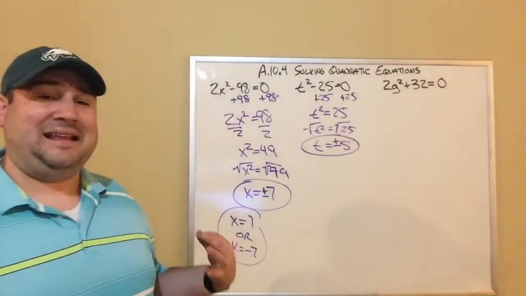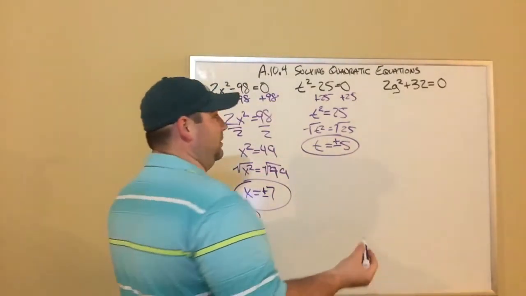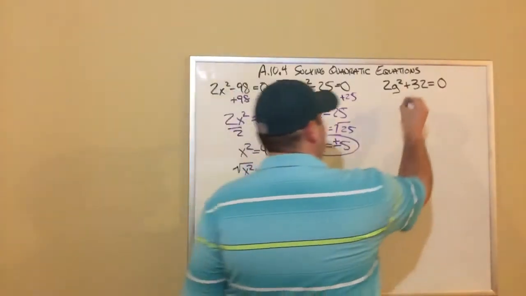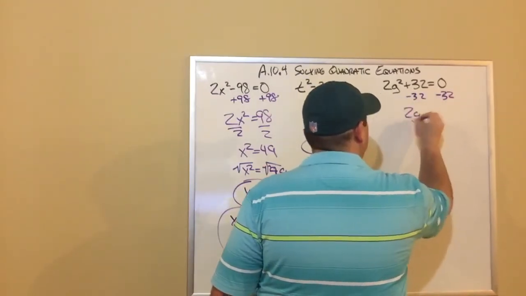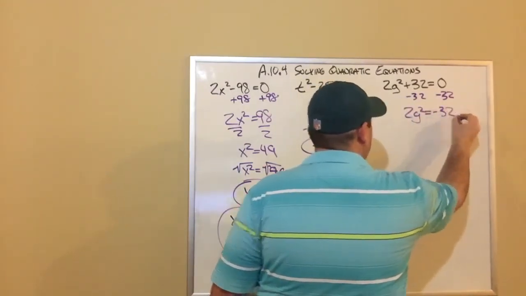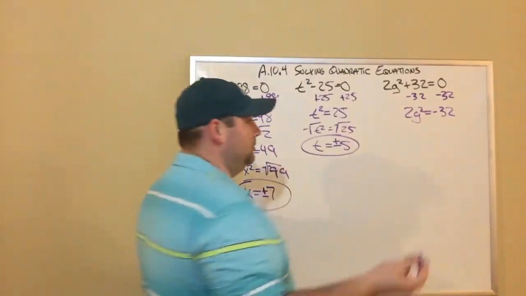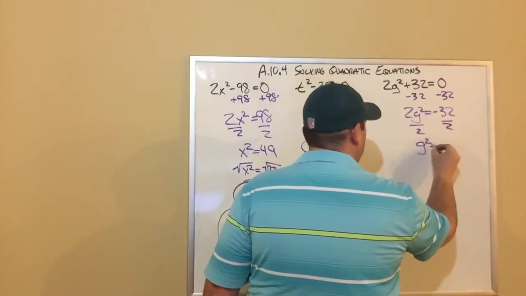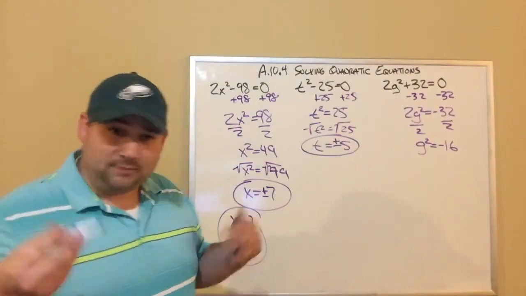And that leaves us with our last example here, 2g squared plus 32 equals 0. So again, my goal is to isolate the g, get the g alone. So first step, I'm subtracting 32. I got 2g squared equals negative 32. So that was my first step. Now I've got to divide by 2, so I'm going to do that. And I got g squared equals negative 16. So now our next step, right, take the square root.